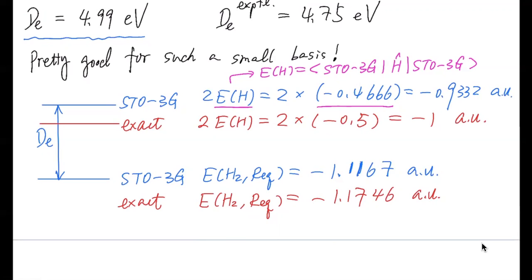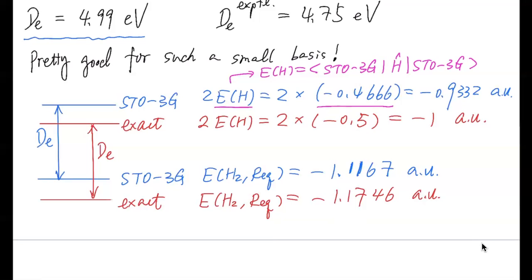Okay. Anyway, now we know the exact answer for the hydrogen molecule at the equilibrium distance, which is again lower than the STO-3G solution, right? Which is lower than the Hartree-Fock solution, which is essentially a linear variational calculation. Okay. So the exact answer for the dissociation energy would be here. Now let's look at the error.